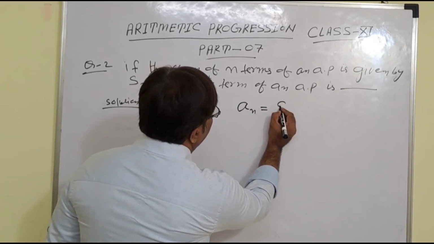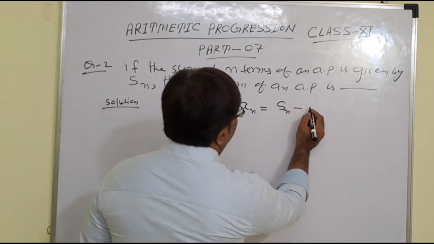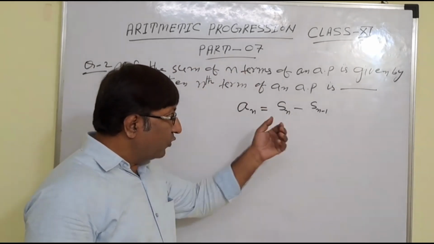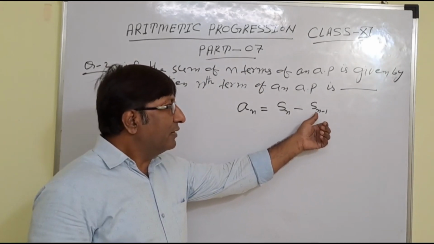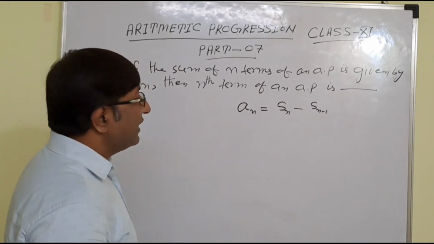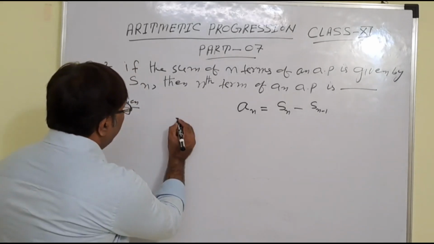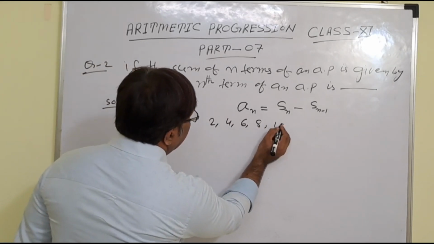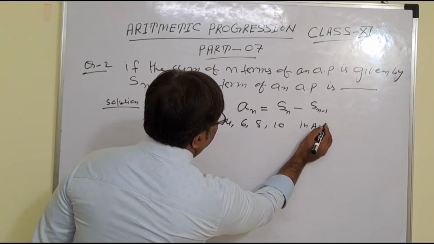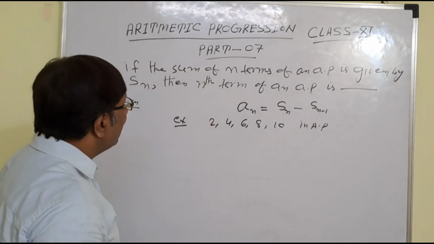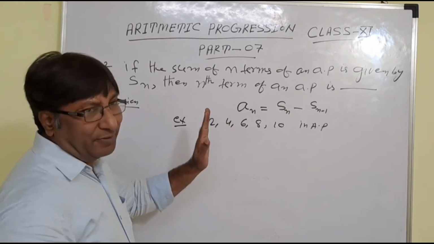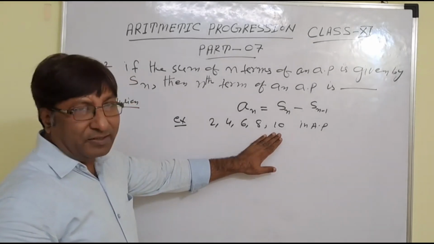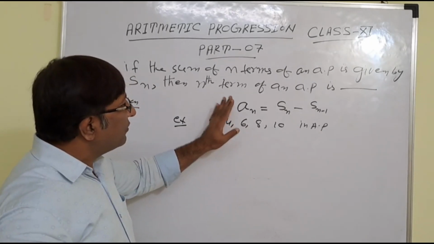The nth term is equal to the sum of n terms of the AP minus the sum of n minus 1 terms of the AP. So, the sum of the total terms minus the sum up to the second last. Let us give one example. Suppose the same example, 2, 4, 6, 8, 10 in AP, and we are finding the nth term. Suppose here n is 5. Five terms are given.